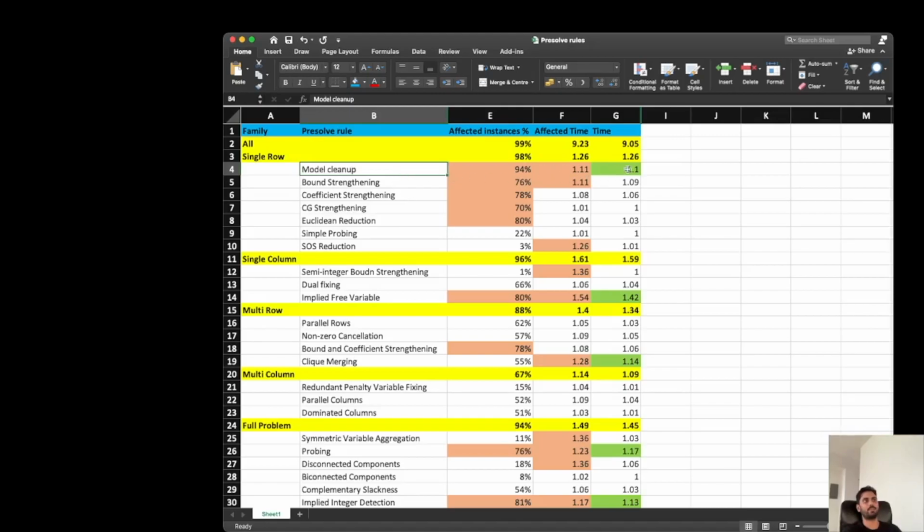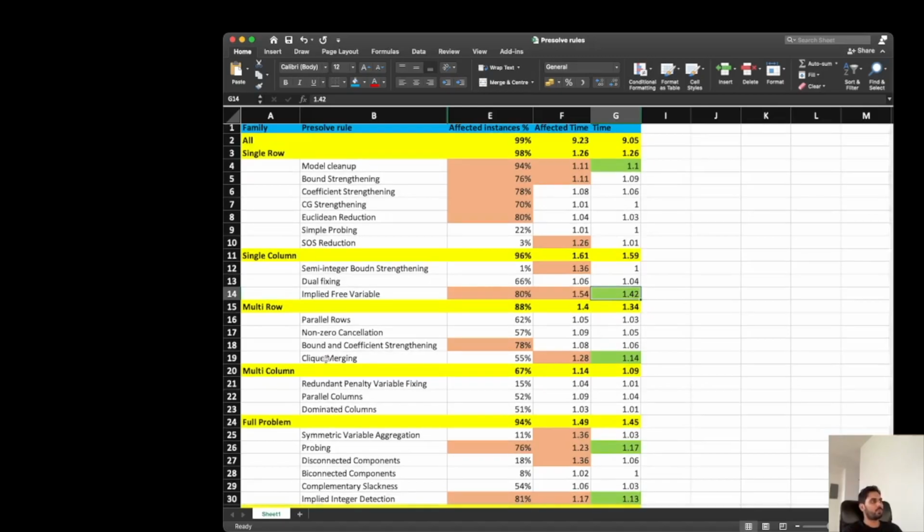One of them is model cleanup: 10% improvement in terms of overall time, and it affects 94% of instances. This one has the biggest impact: implied free variable. It affects about 80% of instances, and on the affected instances, the gain is 54%. Overall, the gain is 42%. It's the single Presolve rule that has more impact than this entire family, which has 26% improvement, whereas this single Presolve rule has 42% improvement.